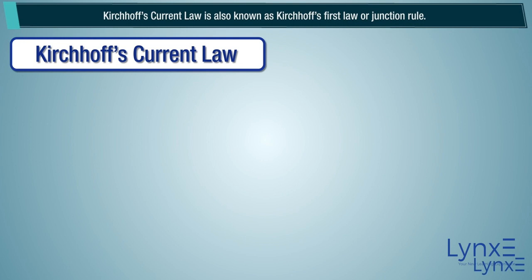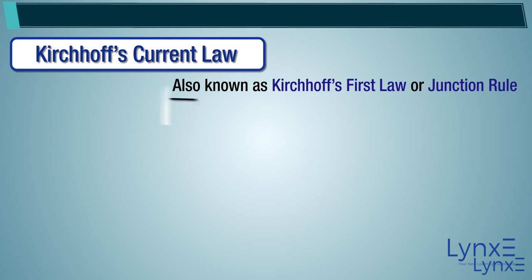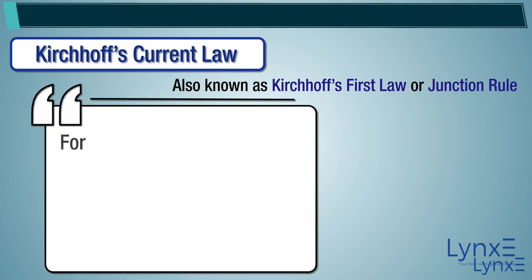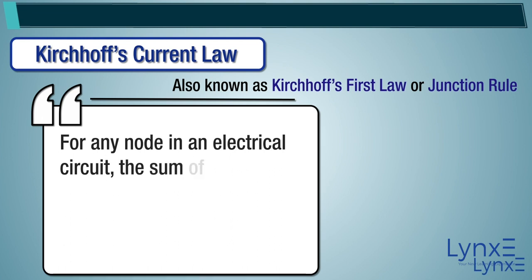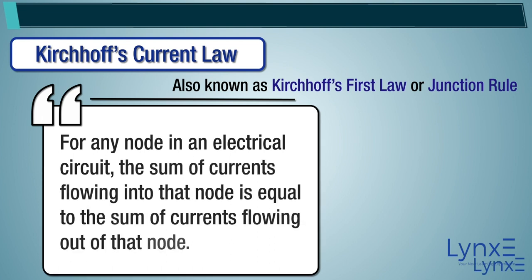Kirchhoff's current law is also known as Kirchhoff's first law, or junction rule. The principle of this law is to conserve the electric charge. Kirchhoff's current law states that, for any node in an electrical circuit, the sum of currents flowing into that node is equal to the sum of currents flowing out of that node.